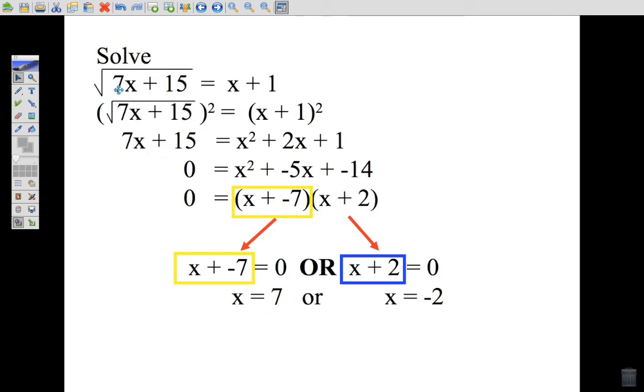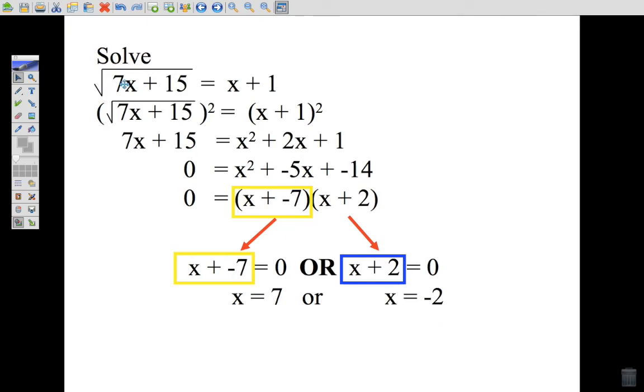If I put 7 in place of x, I have 49. Add it to 15 and then square root it. Remember that number. Then put 7 in place of x on the right side and you get 8. Square root of 64 is 8. 7 plus 1 is 8. 7 works. Now let's try negative 2.